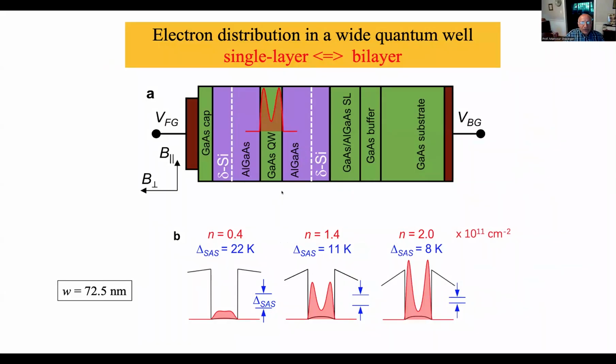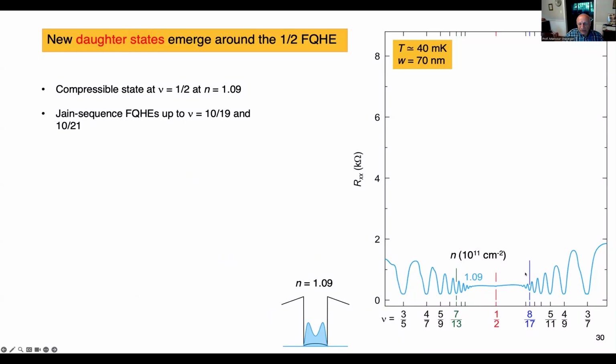So the new data I'll show you now, we have a sample. This is 72.5 nanometers wide. And with the front gate and a back gate, we can change the density, put more electrons or fewer electrons. And as a function of density, you can see here the wave function can be made from a single layer but thick to more and more bilayer, just by adding electrons. So the evolution of these fractional quantum Hall states is quite remarkable.